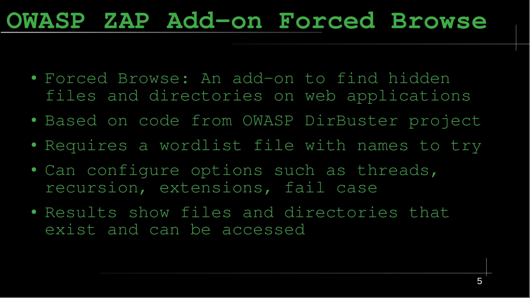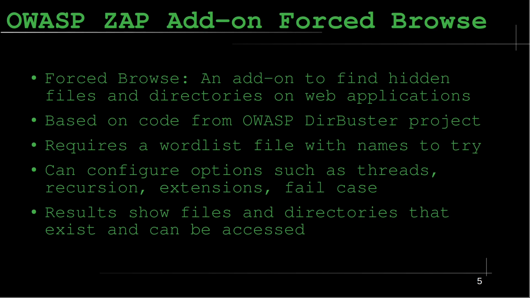To start a force browse scan, you need to select a word list file from the drop-down menu. You can use the default ones provided by ZAP or add your own custom ones. You can also configure some options for the scan, such as the number of concurrent threads per host, whether to recurse through subdirectories, whether to force browse files without extension, whether to force browse files with extension, what extensions to use or ignore, and what fail case string to use. You can find more details about these options in the Options Forced Browse screen.